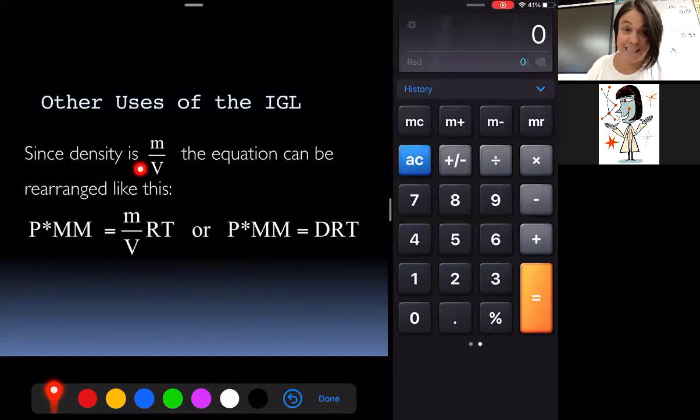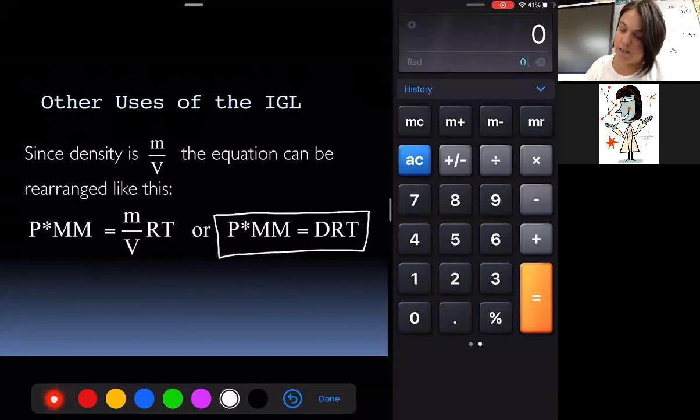Since density is mass over volume, we can take another step and say, all right, well then the pressure times the molar mass of a substance equals the mass times the R value times the temperature, all divided by the volume. Or there's a whole other equation that sometimes I've heard called DIRT, or pressure times molar mass equals density times the R value times temperature.